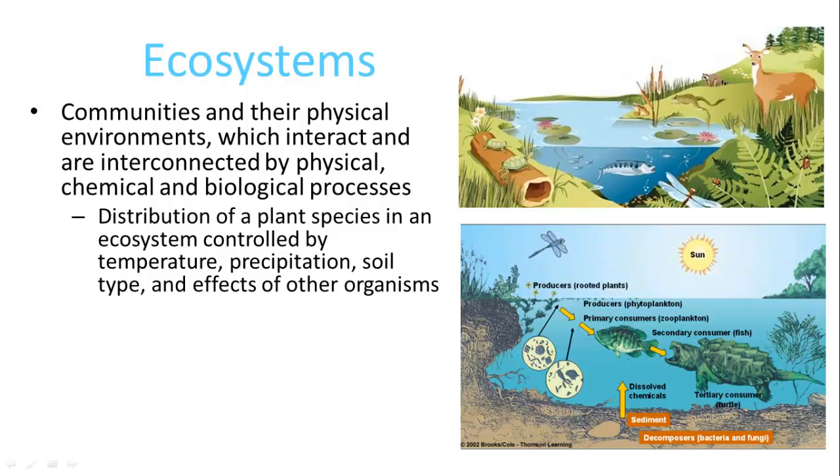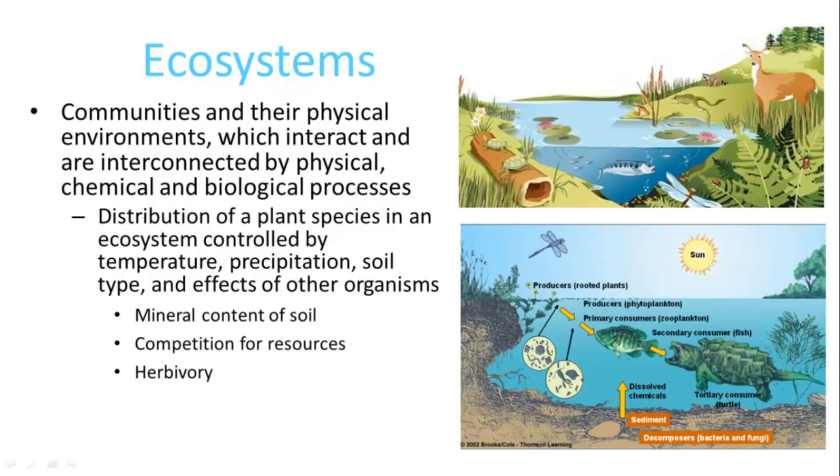The distribution of a plant species in an ecosystem is controlled by temperature, precipitation, soil type, and effects of other organisms. And we've looked at how these different things can affect plants as well. It may also be affected by the mineral content of soil, competition for resources, herbivory, dispersal by an animal community. So birds may be dispersers of specific seeds, and the pattern of available water, whether it's constant or goes through periods of drought, and so on and so forth.